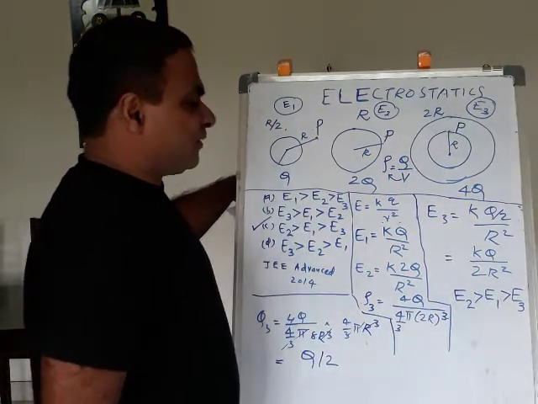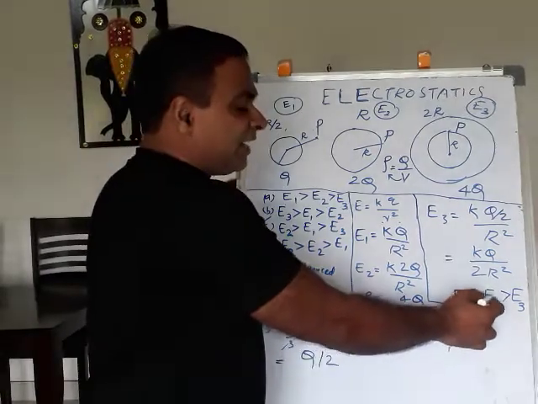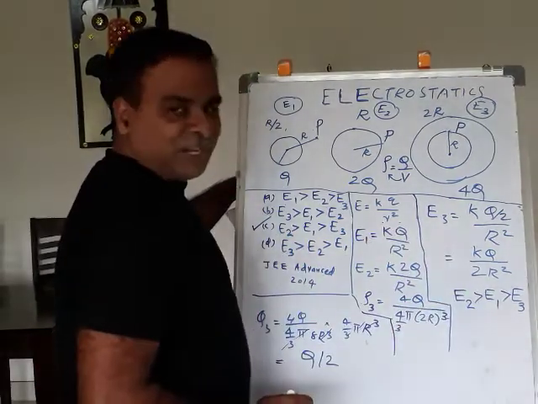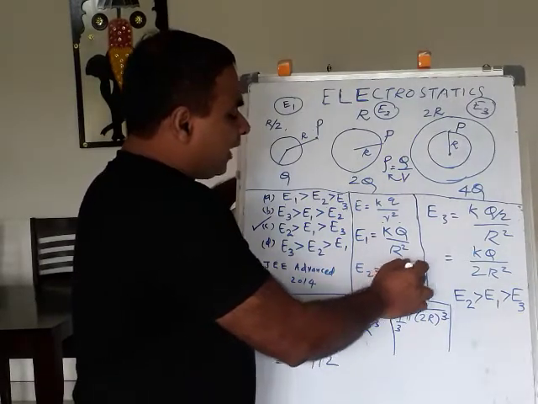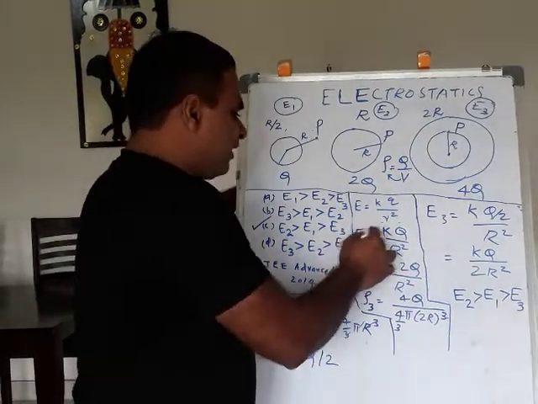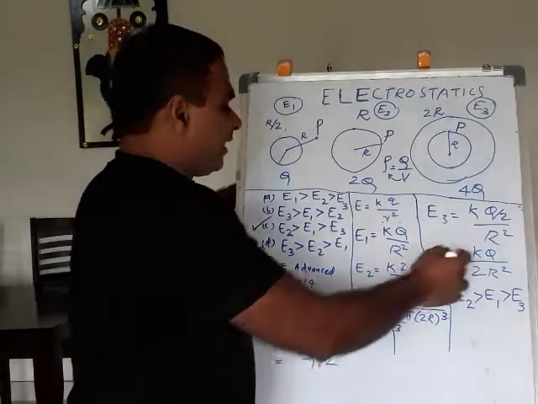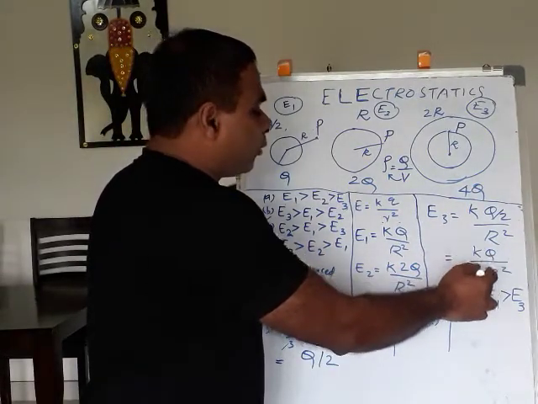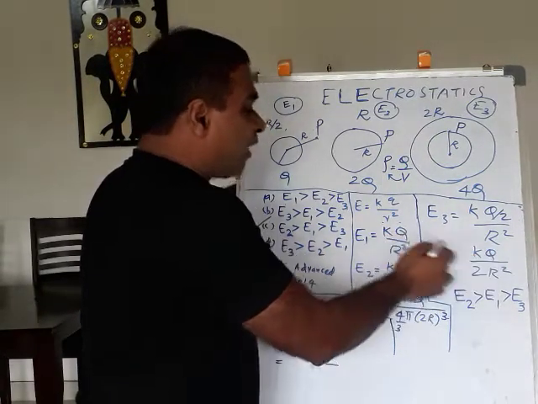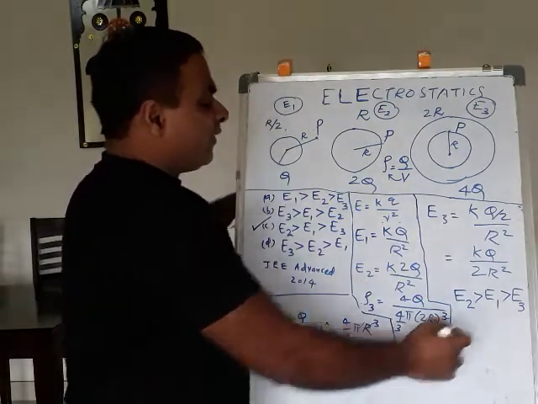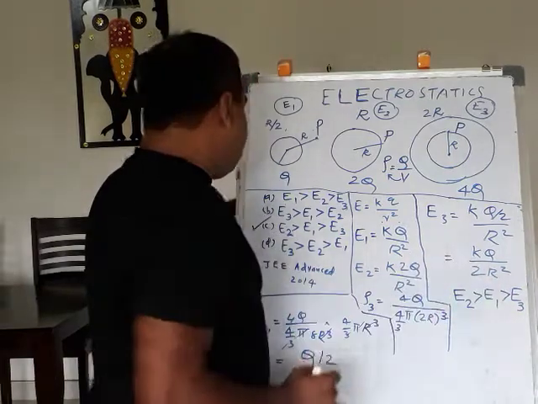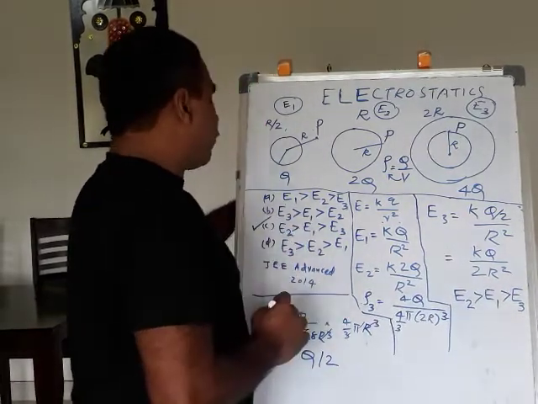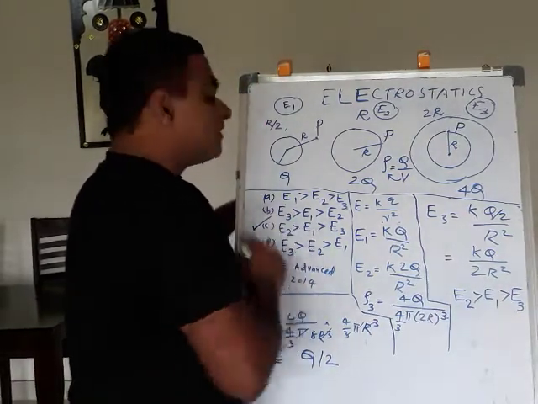C is the answer. E2 greater than E1 greater than E3, because E2 is 2KQ by R square, E1 is KQ by R square, and E3 is KQ by 2R square, again half of E1. So we get the result E2 greater than E1 greater than E3. The third choice, C, is the answer.